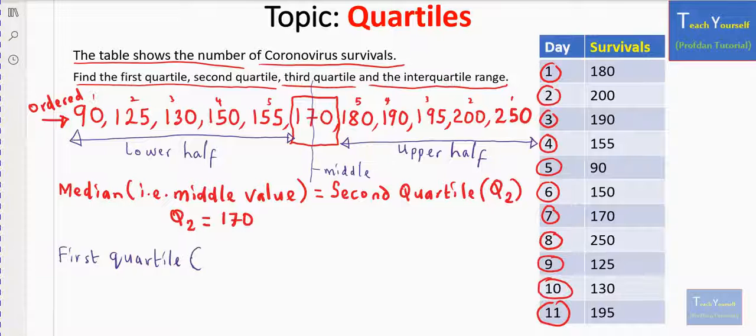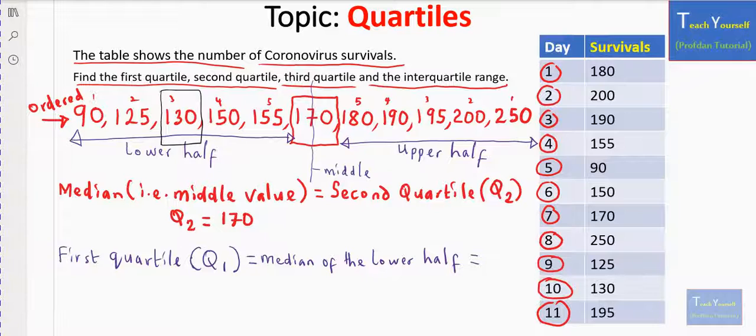Remember, the first quartile, which is also called Q1, is the median of the lower half. Look at the lower half, we have 90, 125, 130, 150, and 155. So what is the middle of these numbers? These are 5 numbers, yeah? Okay, so the middle is 130. This is the middle, the third value. So the middle value is 130, and that is your first quartile.